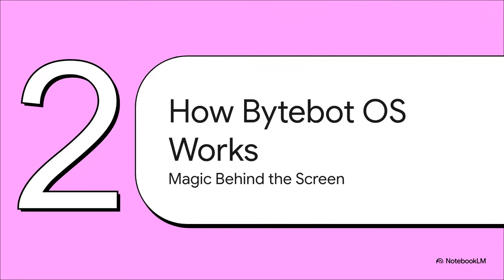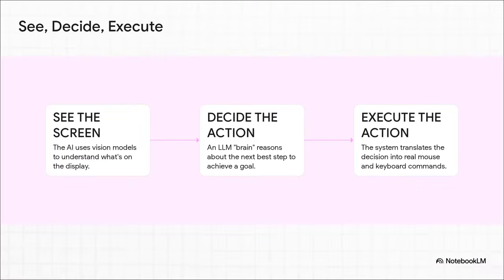Now, I know what you're thinking. That must be incredibly complicated, right? But the crazy thing is, the core idea behind how it all works is surprisingly simple. Let's pull back the curtain and see the magic behind the screen. It all boils down to just 3 simple steps. First, the AI sees the screen using computer vision. Then, its brain, which is a large language model, decides what to do next to reach its goal. And finally, the system executes that decision with real mouse clicks and keystrokes. See, decide, execute. That's it.